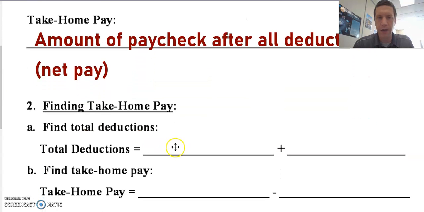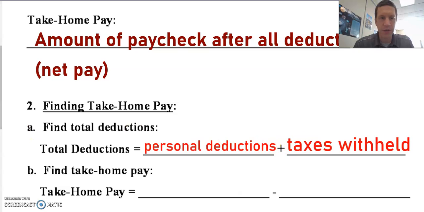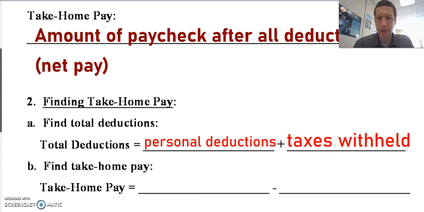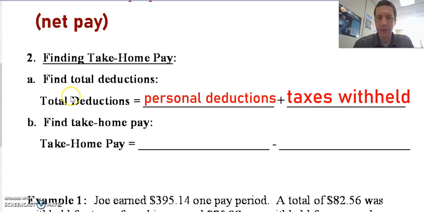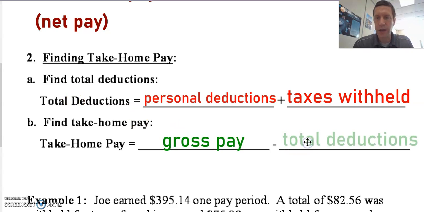And if we want to find our take-home pay, a couple steps here. First, we want to add up all of our personal deductions. Then we want to add our taxes that get withheld. Whatever that amount comes out to be is called our total deductions. And then we'll take our gross pay minus that number, the total deductions, and that gets our take-home pay or our net pay.